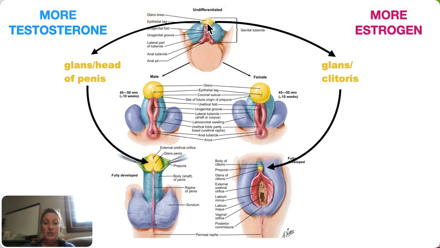This yellow structure here, in the presence of testosterone, eventually becomes what's known as the glans, or the head of the penis. Has lots of nerve endings, very sensitive. In the presence of more estrogen, that yellow structure again becomes what's called the glans, also known as the clitoris. And it too has lots of nerve endings and is very sensitive. They have similar properties because they came from the same tissue at the beginning.